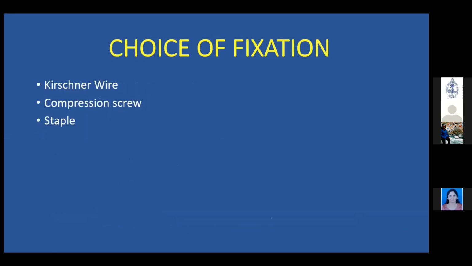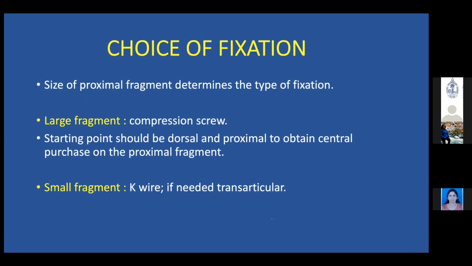Next is, how will you fix it? So we have K-wires, we have compression screws, and we have staples. The size of the proximal fragment determines the type of fixation, basically. So if it's a large fragment, you can use a compression screw. If it's a small fragment, K-wire is better.